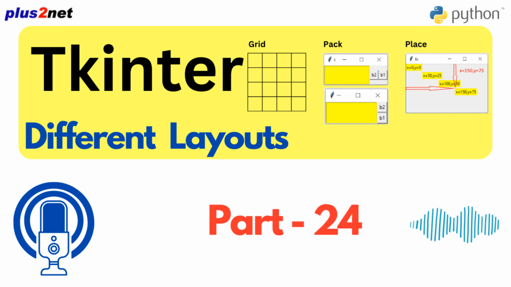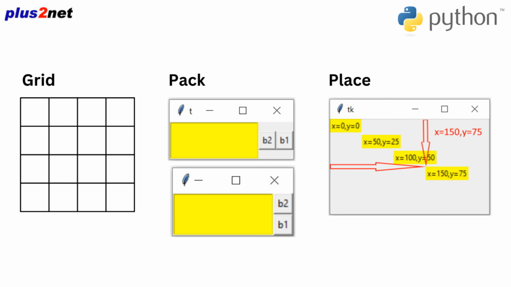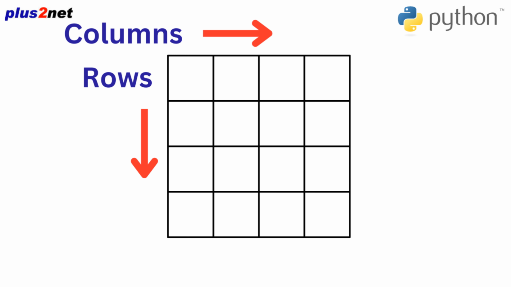Let's say you're building a form with labels and entry fields. A classic scenario. Grid would be your best friend there. It's perfect for those structured, grid-like layouts where everything needs to line up neatly. So when in doubt, grid it out. For structured layouts, absolutely.